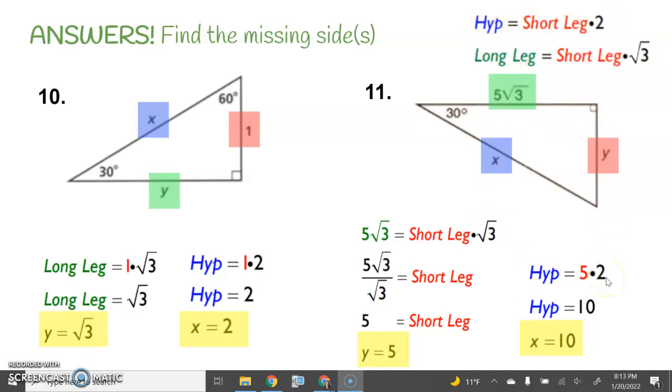And again, you do always have to use both formulas for these 30, 60, 90 triangles to find all of the missing parts. So when we move to our next formula, the hypotenuse, which is x, is equal to whatever the short leg is times 2. We just figured out in the previous formula that my short leg was 5. 5 times 2 is 10.